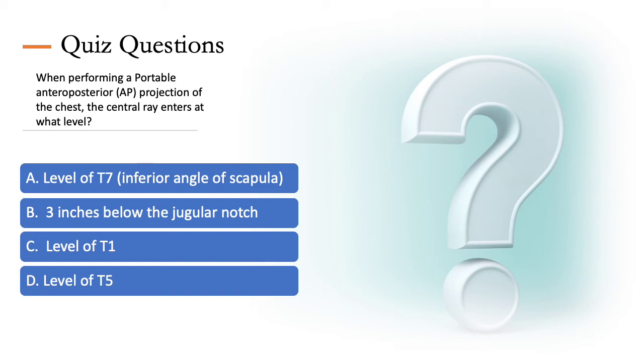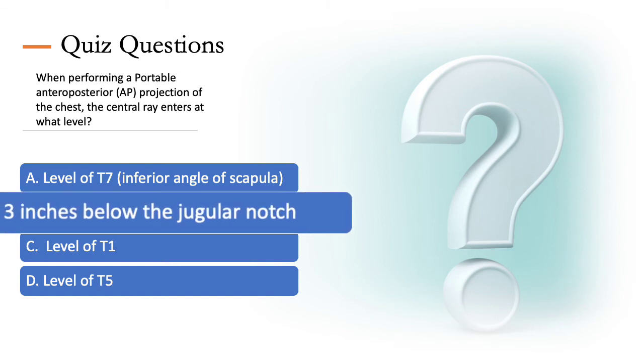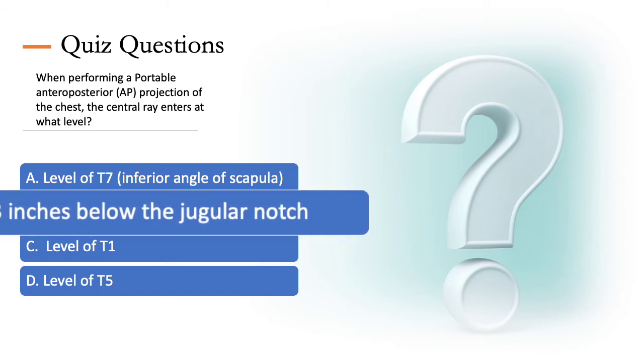When performing a portable AP projection of the chest, the central ray enters at what level? Is it A, the level of T7, which is the inferior angle of the scapula, B, 3 inches below the jugular notch, C, at the level of T1, or D, T5? If you picked B, 3 inches below the jugular notch, then you are correct.